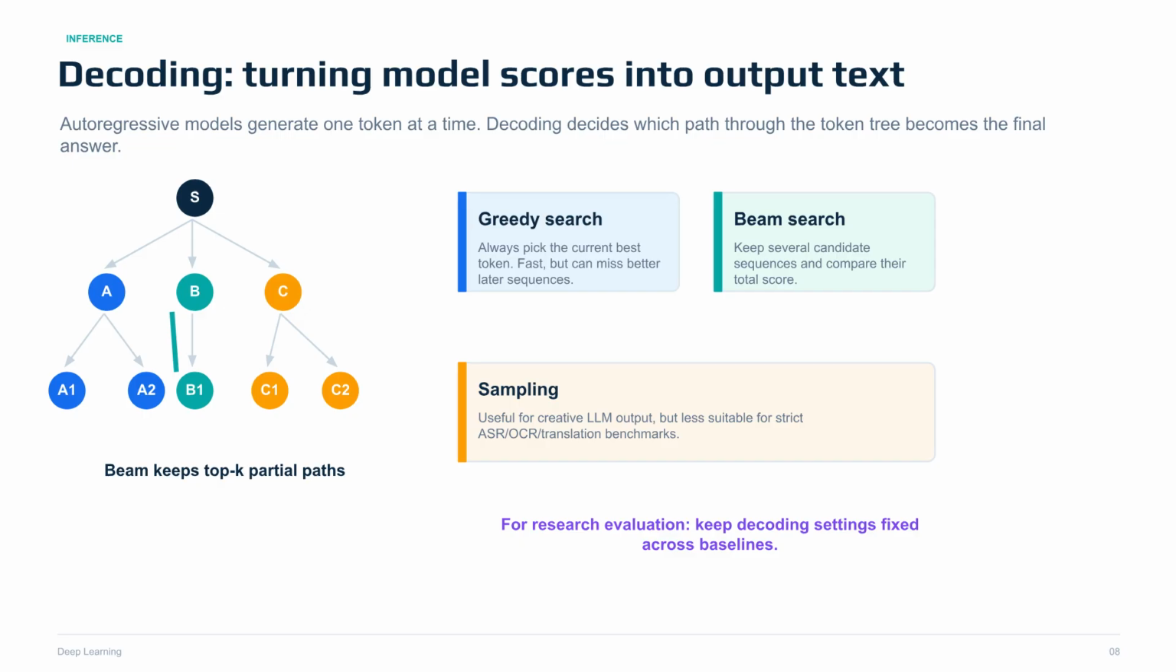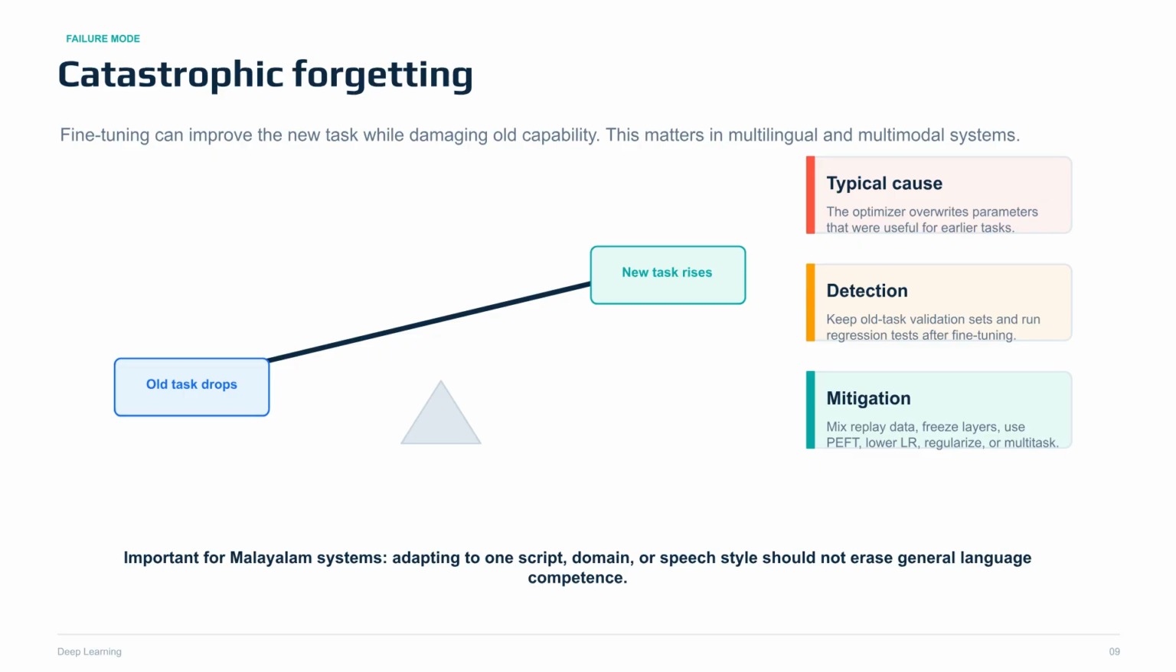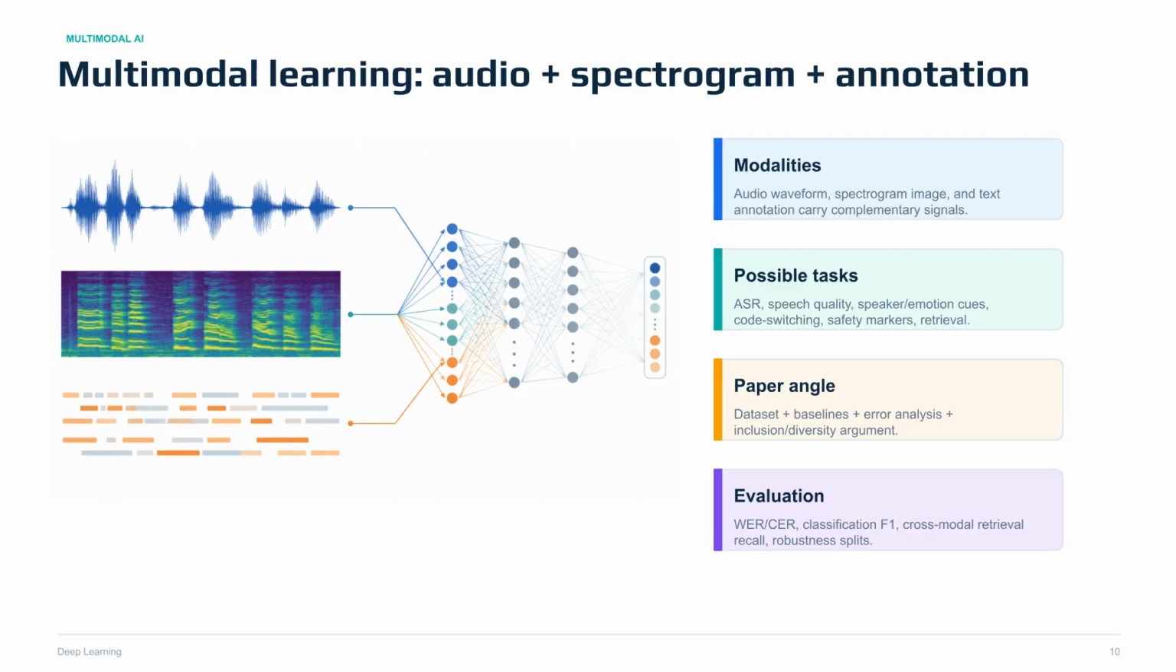At the inference stage, decoding turns model scores into text. Whether using greedy search or beam search, the process determines how the model traverses the token tree. A critical failure mode to watch for is catastrophic forgetting. When fine-tuning, you must ensure that learning a new task does not damage existing capabilities.